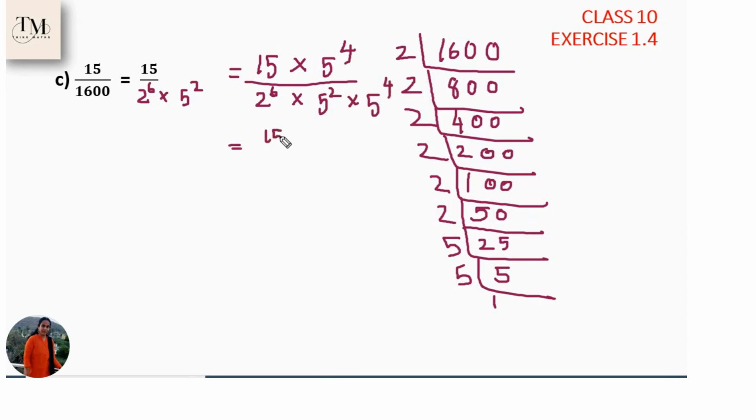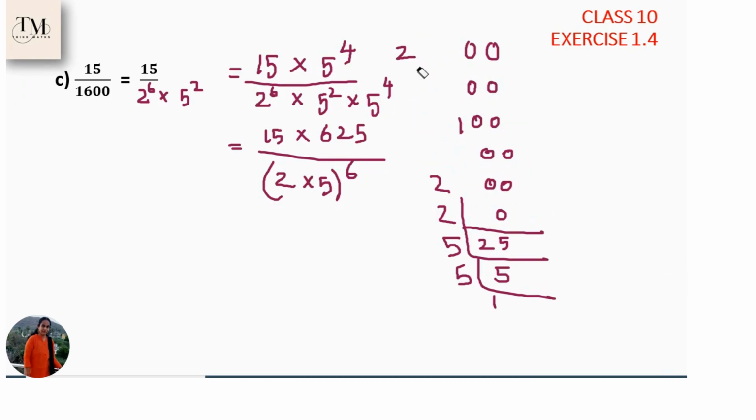So 15 into 5 power 4 will be, that is, 5 5s are 25. Again there will be 2 5s. So 25 into 25 is 625 divided by, so the powers are same for 2 and 5. So I can write as 2 into 5 to the power 6. Okay. So here also you can follow the Japanese trick to multiply 15 into 625. I will show you that.